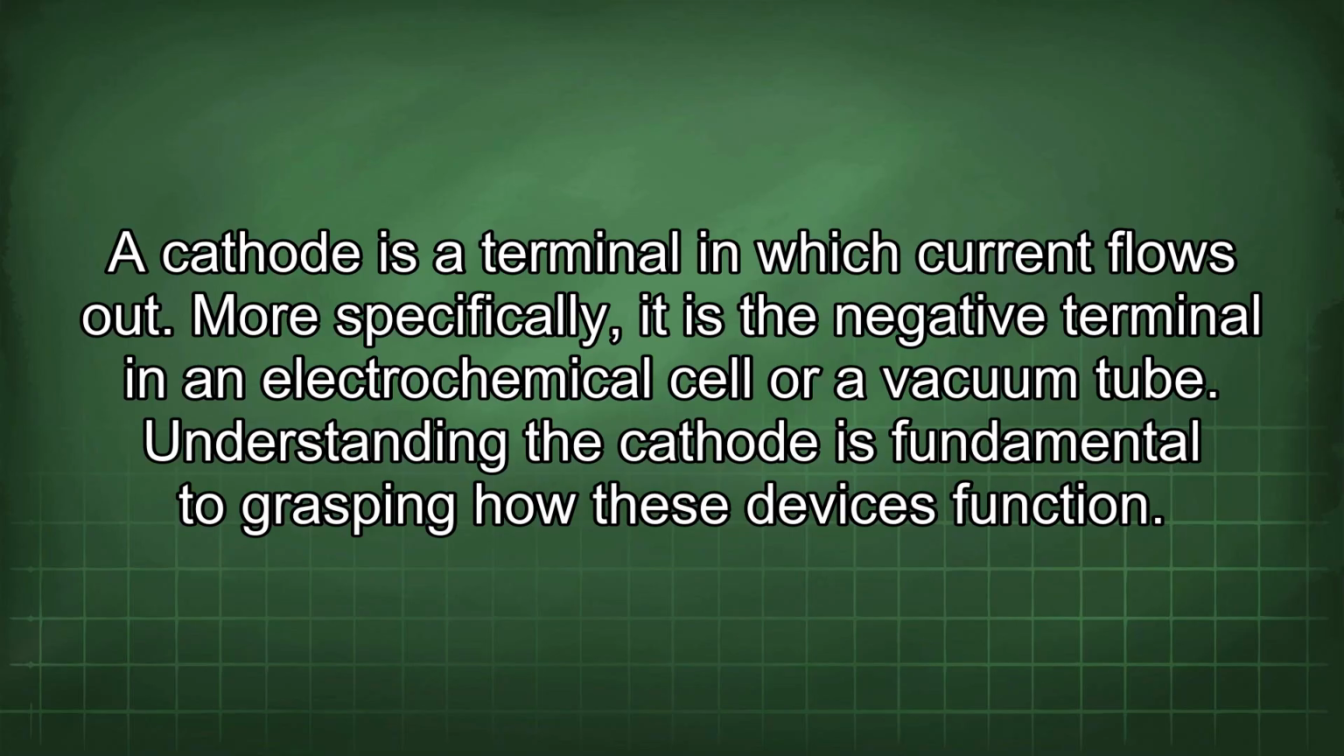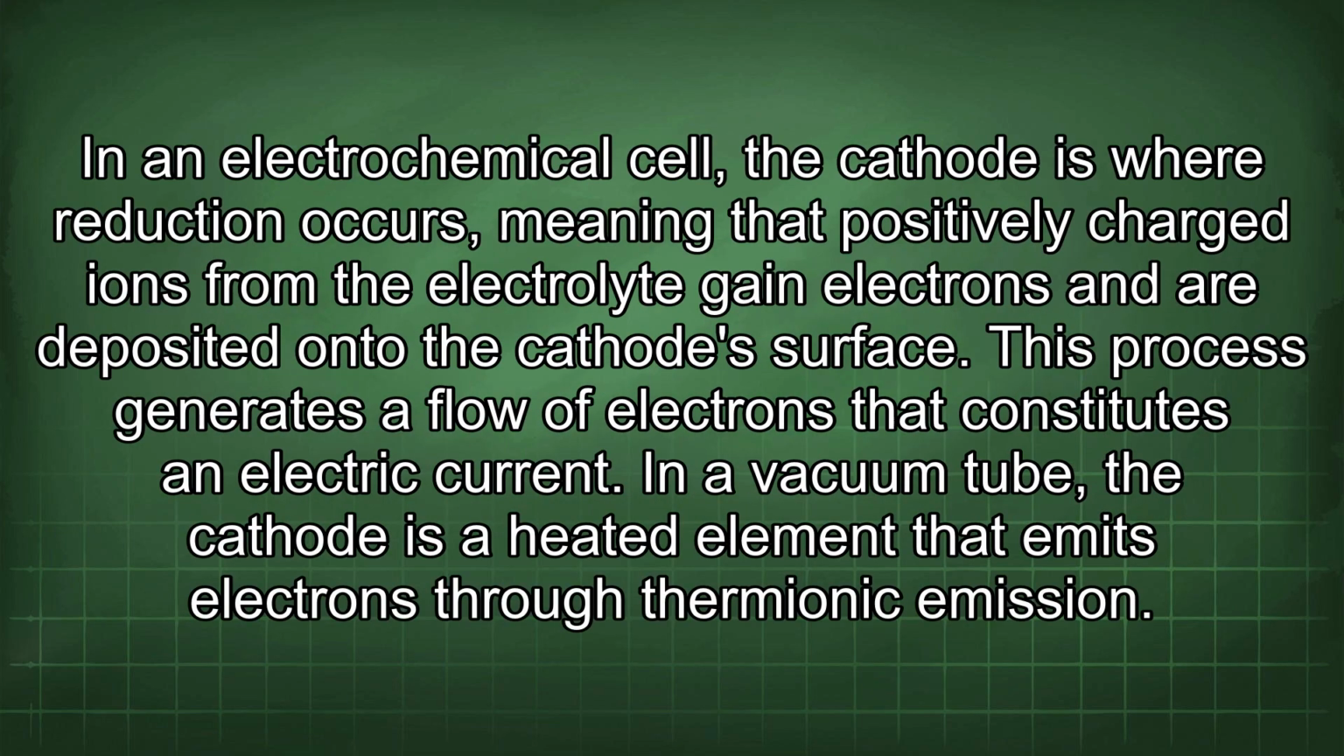A cathode is a terminal in which current flows out. More specifically, it is the negative terminal in an electrochemical cell or a vacuum tube. Understanding the cathode is fundamental to grasping how these devices function. In an electrochemical cell, the cathode is where reduction occurs, meaning that positively charged ions from the electrolyte gain electrons and are deposited onto the cathode's surface. This process generates a flow of electrons that constitutes an electric current.